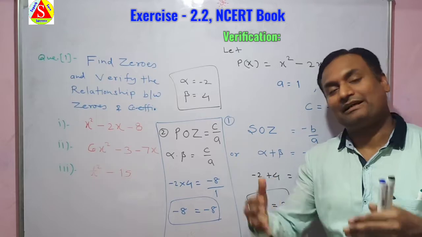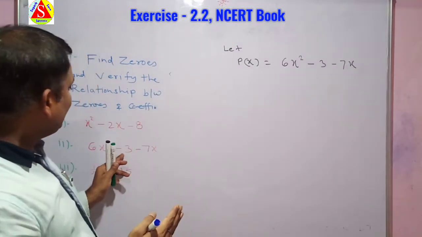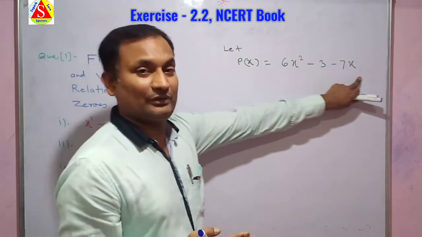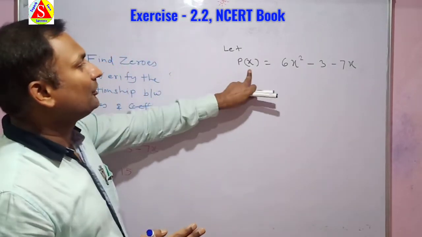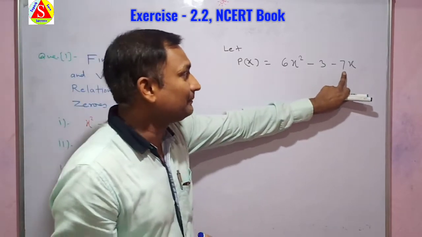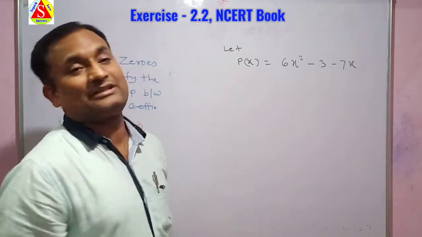Okay, now let's verify the second question. Let's solve the second question of this video. So here I have written the question. Let the polynomial p(x) be given by 6x square minus 3 minus 7x. So dear students, just see the question.